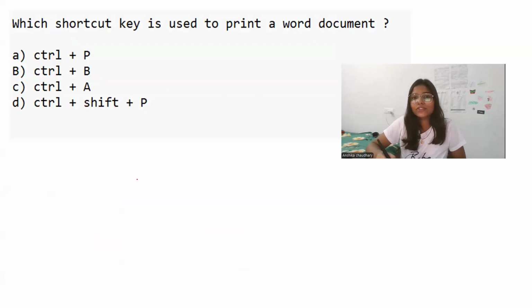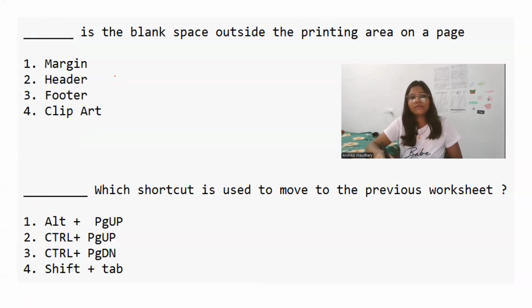Which shortcut key is used to print a Word document? So Control plus P is used to print a Word document. Control plus B is for bolding, like to make some text bold, and Control plus A to select all. And you have to tell whether this shortcut key exists or not, and if it exists, then what does it do. Right, so let's move on to the next question.